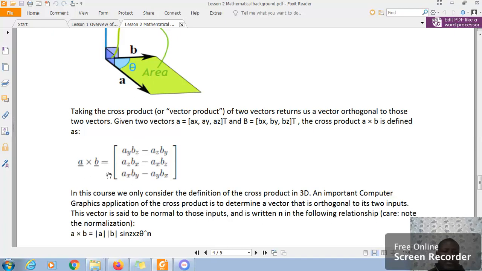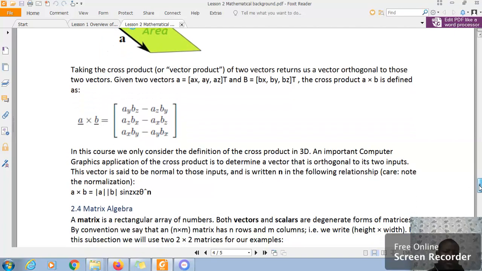A times B, so there is a way in which you multiply the values. I am going to give you some more explanation in a different video showing exactly how this is done, so that you can appreciate it. So in this course, we'll only consider the definition of the cross product in 3D. An important computer graphics application of the cross product is to determine a vector that is orthogonal to two other vectors. This is important. We shall look more into that.